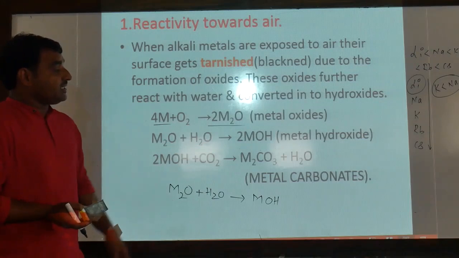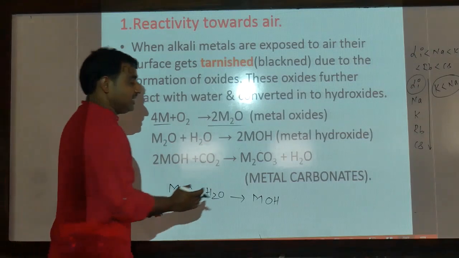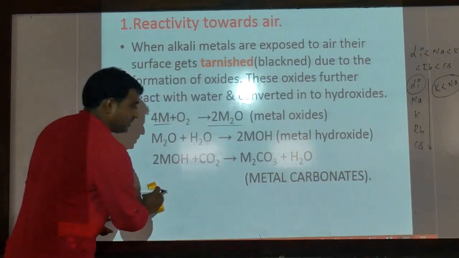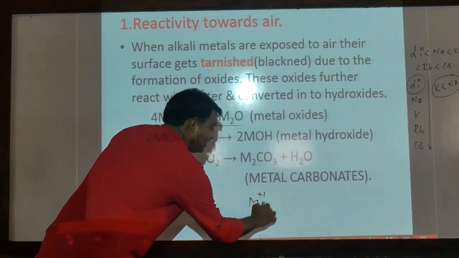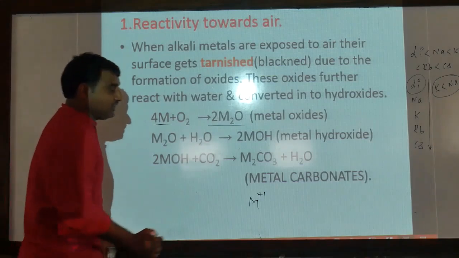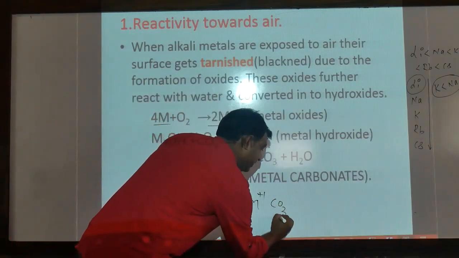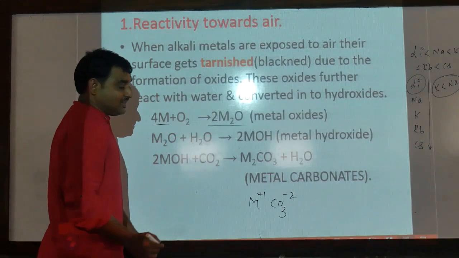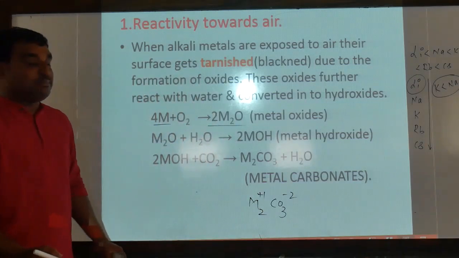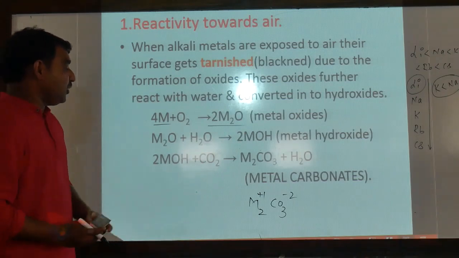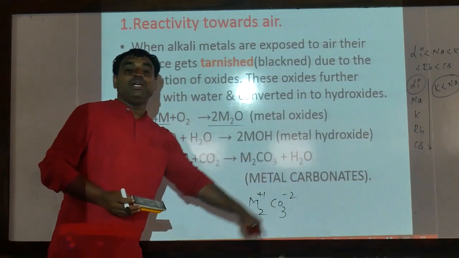That is what we are calling M2CO3. This CO3 has a -2 charge. This is a metal having a +1 charge; it is a first group element having a +1 charge, and this is CO3 with -2 charge. To balance the charge we have to take 2 metal atoms, hence M2CO3, the metal carbonate, will be formed. Along with that H2O will be liberated.